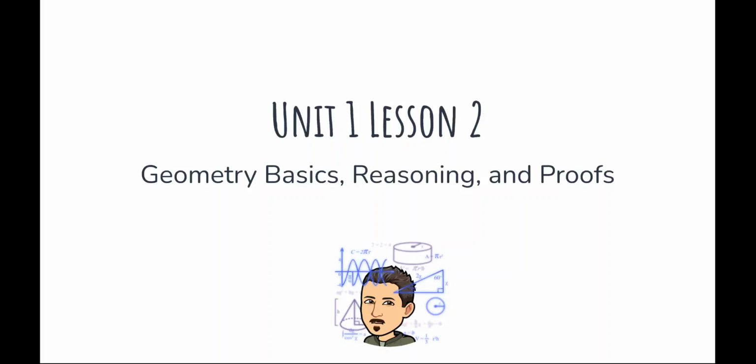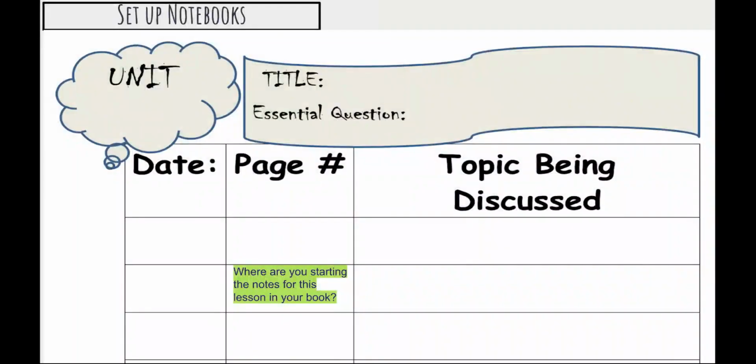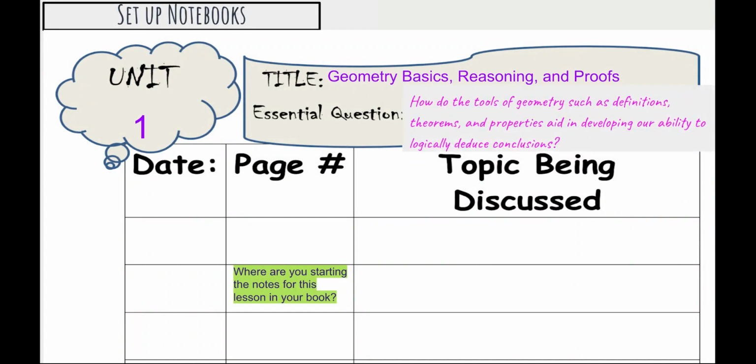Hey guys, here we are for lesson number 2, and it's still dealing with geometry basics for our first unit. So we already know our title, we know what unit. Our essential question hasn't changed here. How do the tools of geometry, such as definitions, theorems, and properties, aid in developing our ability to logically deduce conclusions?